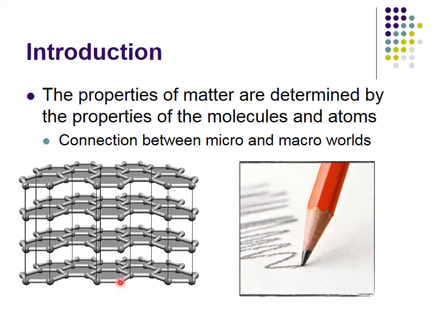So graphite is made up of carbon. Each of these little balls represents a carbon, and they're bonded together, and that's what the white sticks represent, in sheets. And so this represents 4 different sheets. And then the sheets are attracted to each other. That's what the black lines are representing. But the attractions are weaker than the bonds.